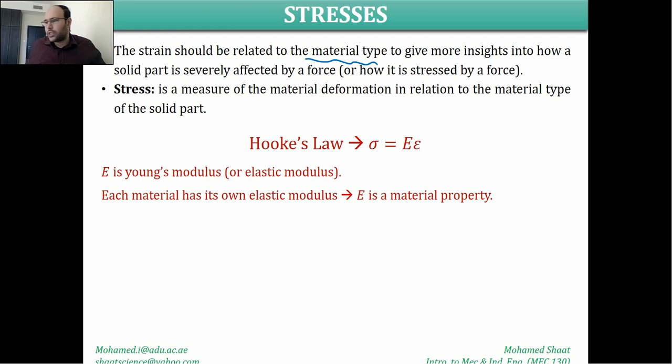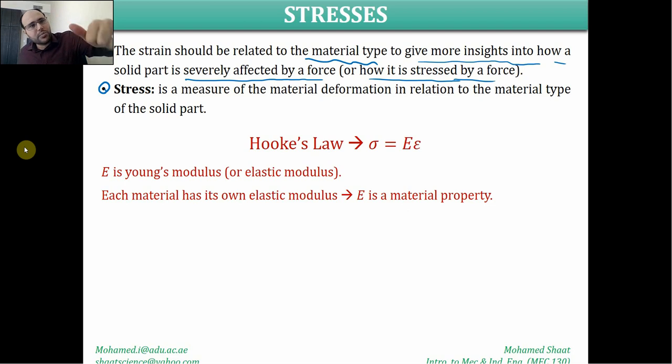In some cases, as we mentioned, the strain may not be the accurate measure, because we need to refer to the material type, especially if we are comparing between two different material types. So it means that the strain should be related to the material type to give more insights into how severely a solid part is affected by a force, or how it is stressed by the force. So this introduces the stress. The stress relates the strain to the material.